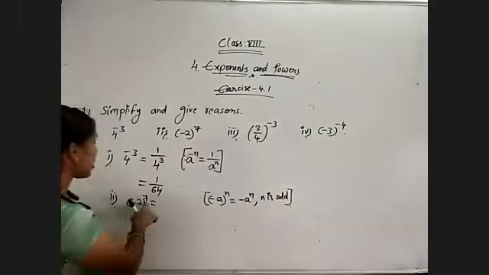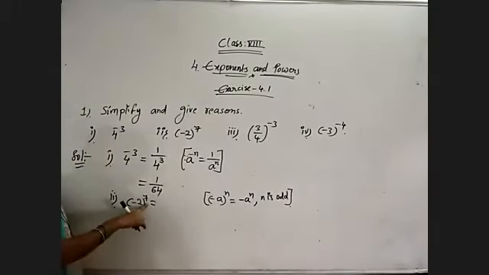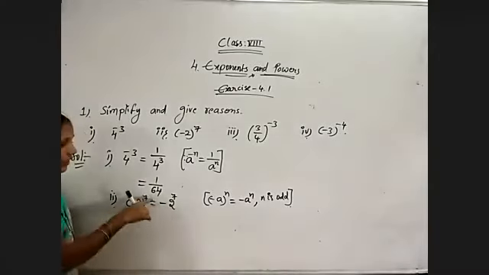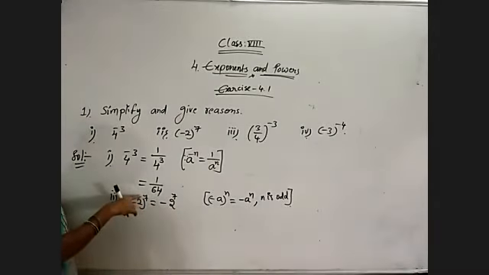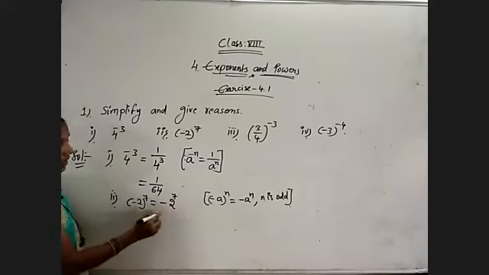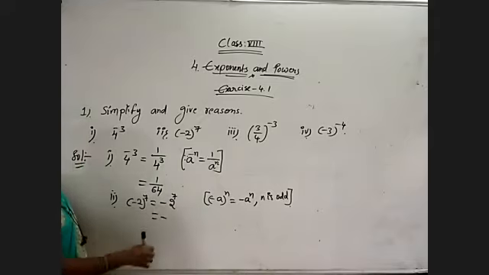So here n value is 7. 7 is the odd number. Means we will get minus 2 to the power of 7, a negative value. Whenever you get an odd number in the exponent and the base has a negative value, the answer is also negative. In this case, minus 2 power 7.